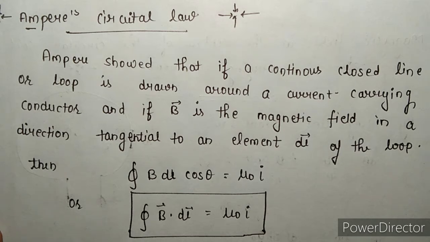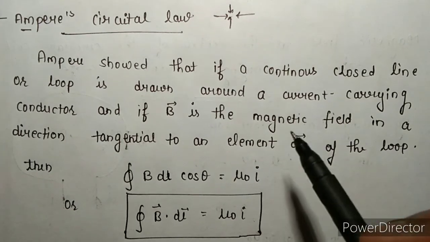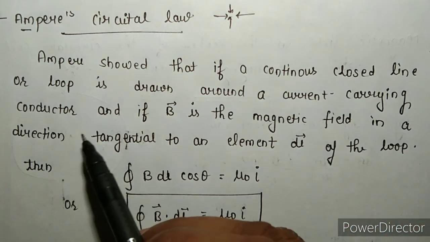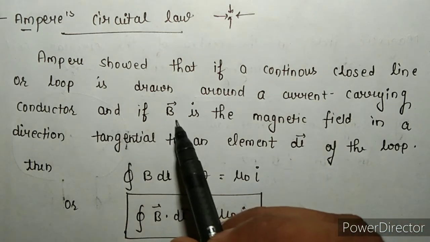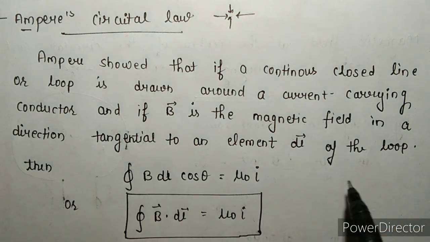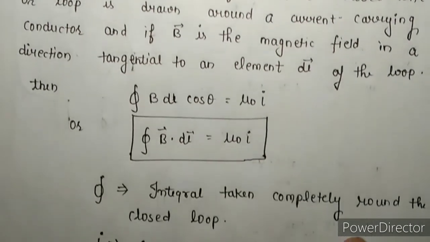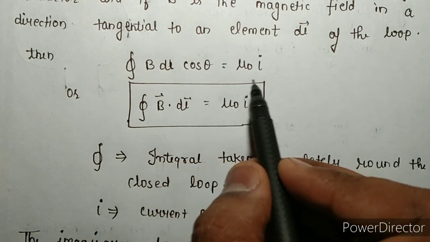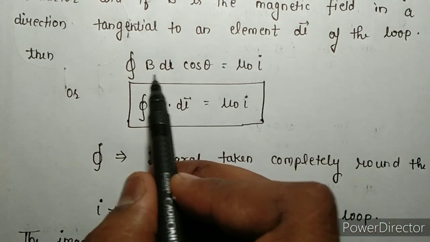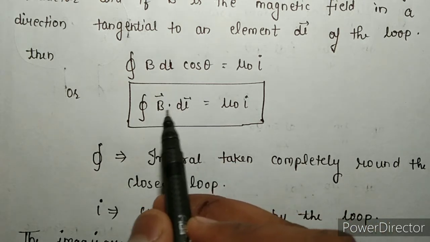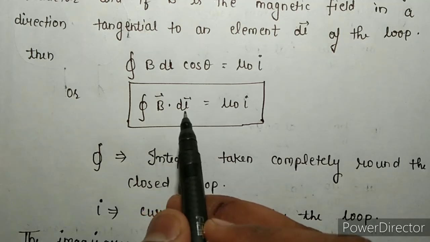So Ampere's law shows that if a continuous closed line or loop is drawn around a current carrying conductor, and if vector B is the magnetic field in a direction tangential to the element dl of the loop, then the relation of Ampere is the closed integration B dl cos theta is equal to mu naught I, and this term can be written as vector B dot vector dl, means dot product of B and dl.